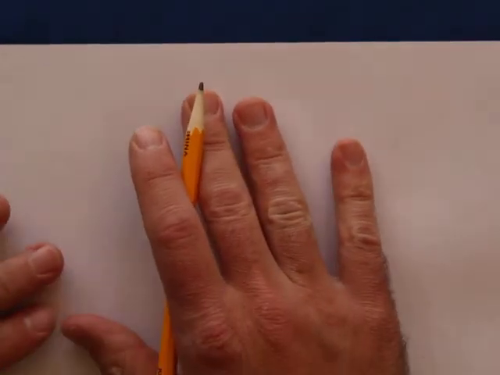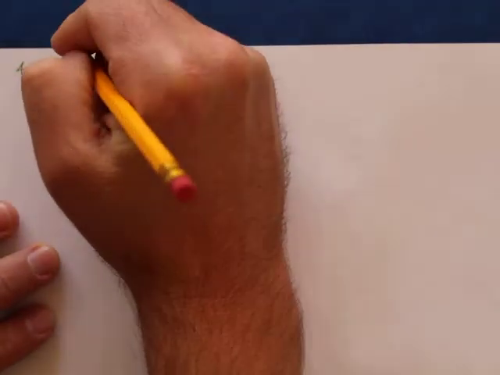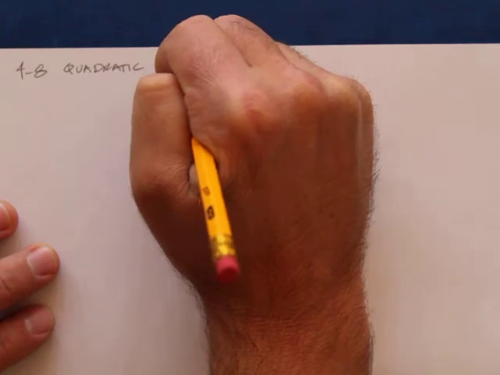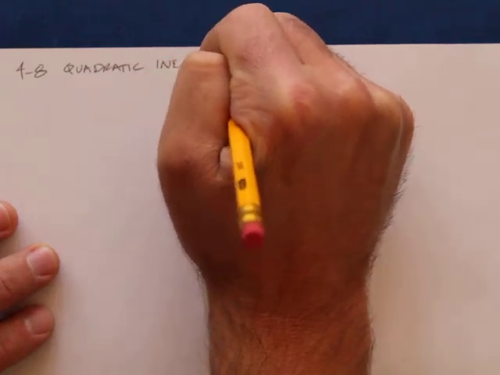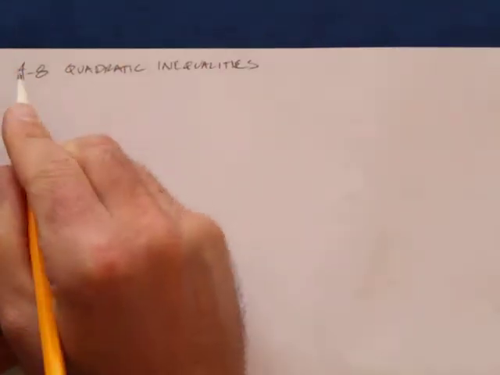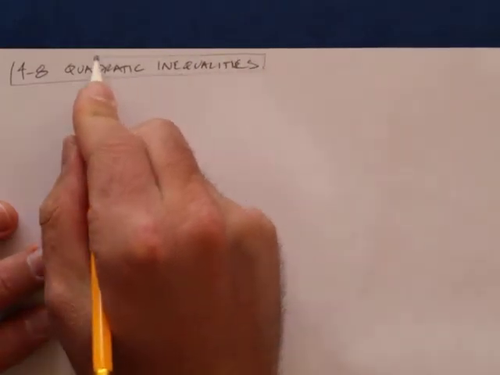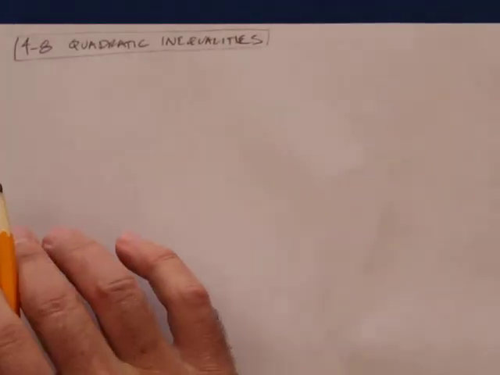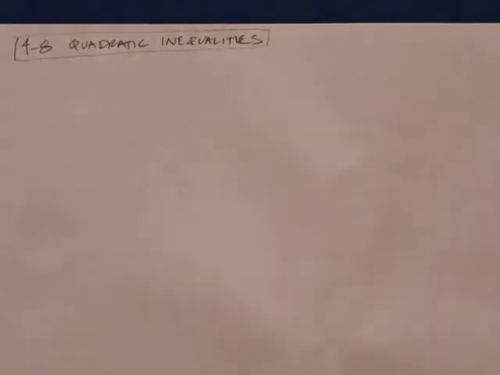All right, Algebra 2, we made it to 4-8, the last section of this chapter. 4-8, quadratic inequalities. Yay, quadratic inequalities. I can hear you on the other end of the camera there. All right, we're going to just do a bunch of examples here.